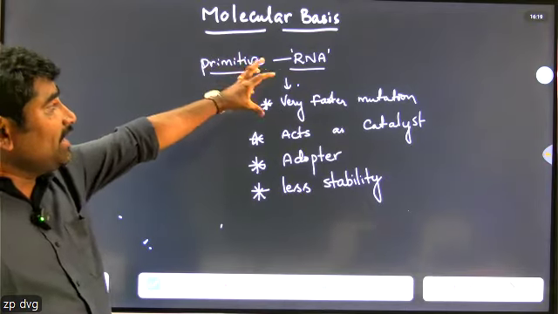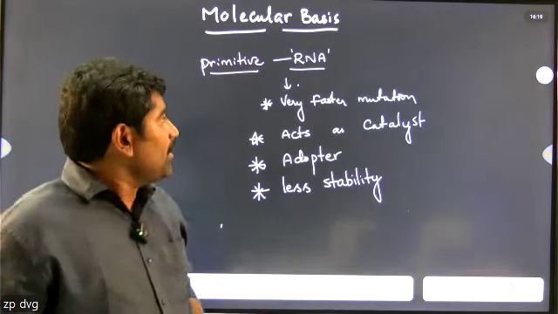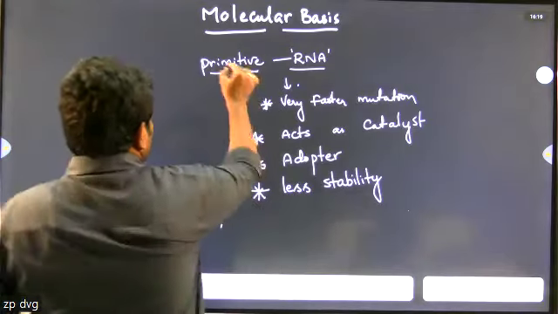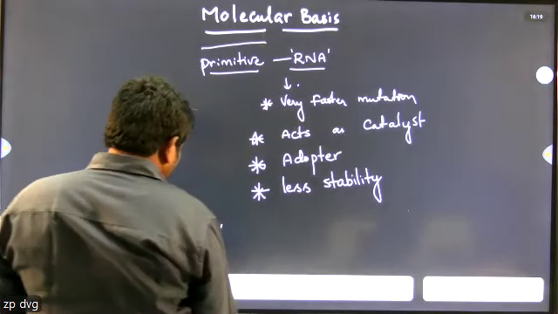RNA is the first formed genetic material.